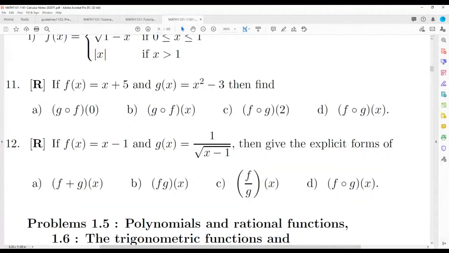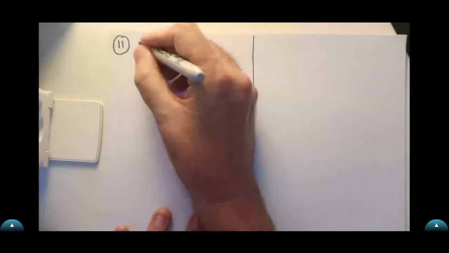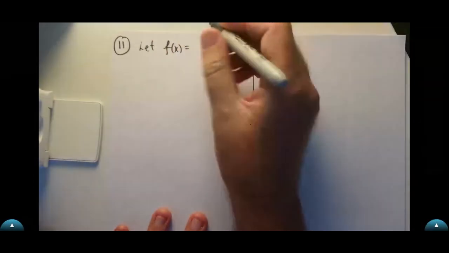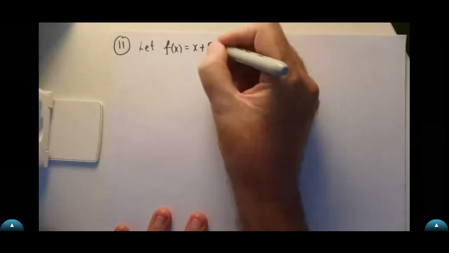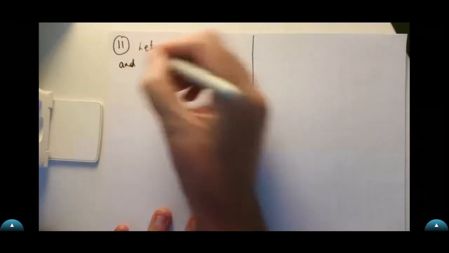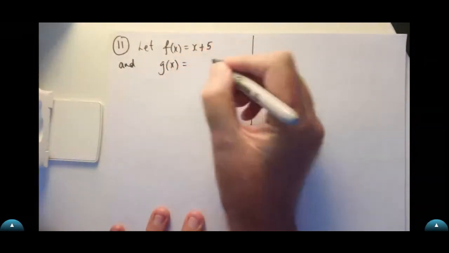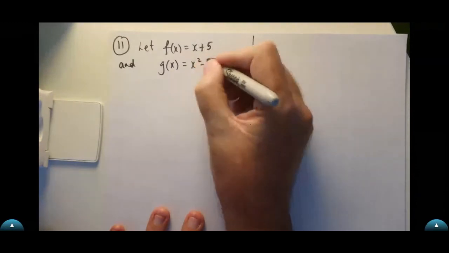All right, so I'll just go back to my document camera. Sorry, I know it's a bit clunky with all the sharing and stuff, so I try to be as fast as I can. All right, so we've got f of x is x plus 5, and g of x is x squared minus 3.